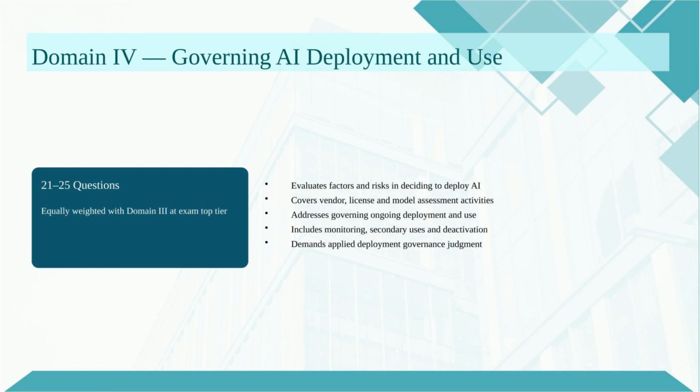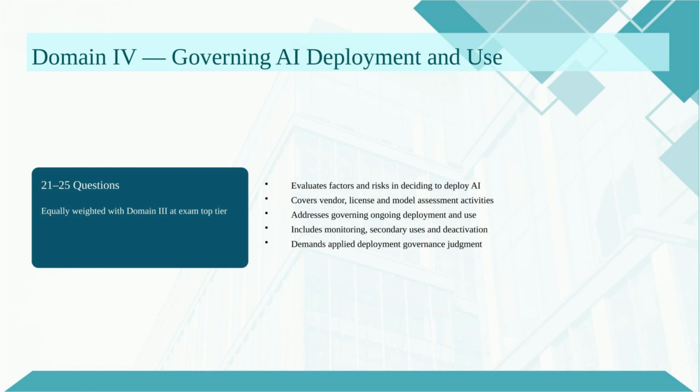Now we arrive at the fourth domain, governing AI deployment and use. And it carries the same heavy weight as the previous one, 21 to 25 questions. So together, domains 3 and 4 make up the bulk of your exam. Let me show you how this one differs from the last, because the distinction matters. If domain 3 was the workshop where AI gets built, domain 4 is the real world where AI gets released and actually used. Building something is one challenge, but letting it loose into live operations is a whole different set of responsibilities. Think about it this way.